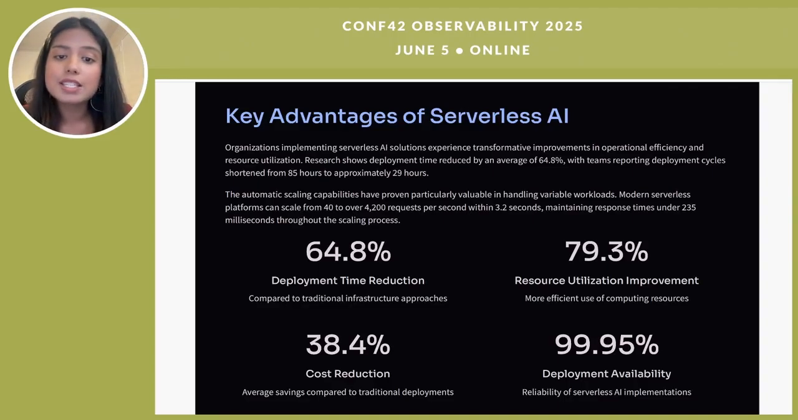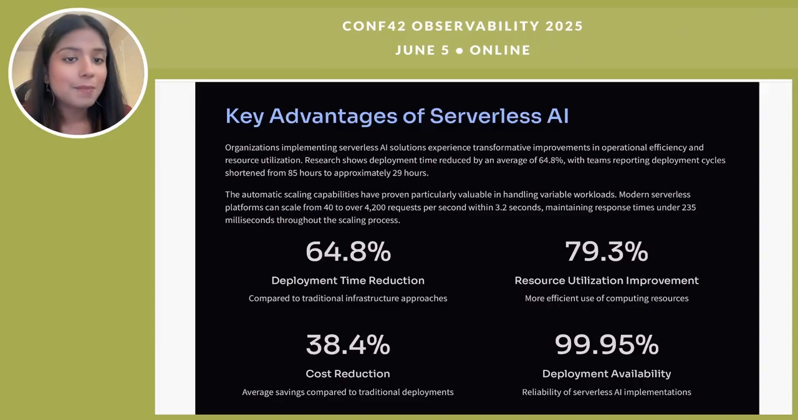79.3% resource utilization improvement. Serverless ensures you are using computing resources much more efficiently. No more over-provisioning servers that sit idle most of the time. 38.4% cost reduction. This directly translates to average savings compared to traditional deployments, as you are only paying for the compute time you actually consume. 99.95% deployment availability. This high reliability is inherent in the managed nature of the serverless platform.